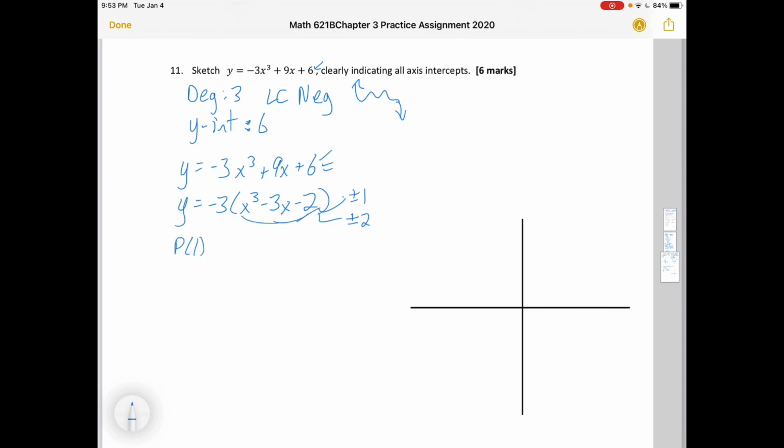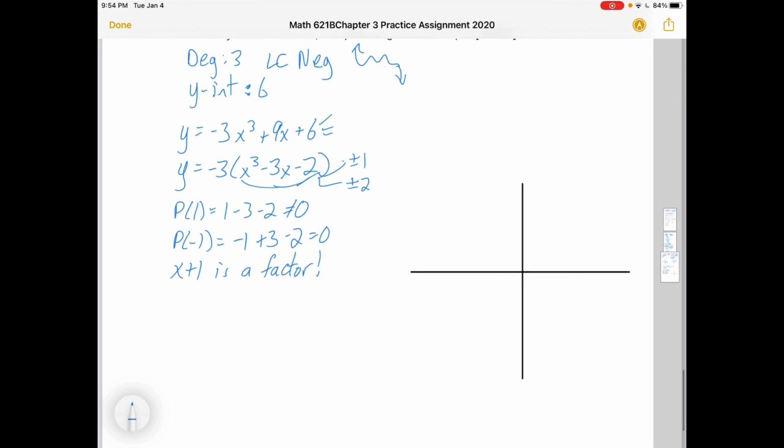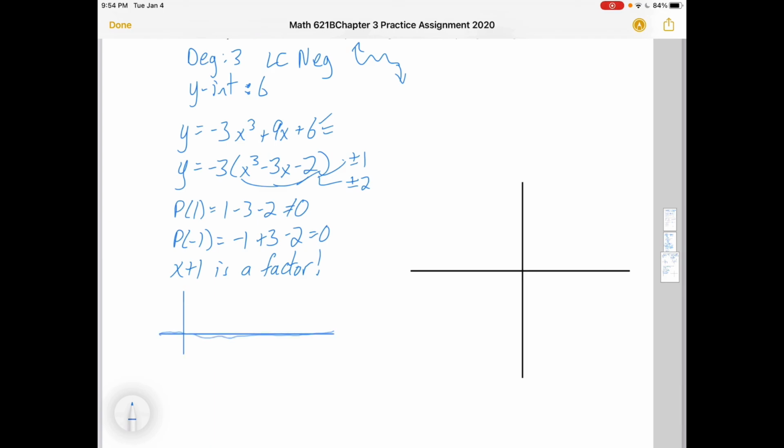Well, let me try and put in 1. I'll get 1 minus 3 minus 2. That's not 0. Let me put in -1. That would be -1 cubed is -1, minus 3 times -1 would be +3, minus 2. Hey-o, x plus 1 is a factor. And we're just working on getting it into factored form because from the last question we established that factored form helps you to graph. I'm going to do this synthetically.